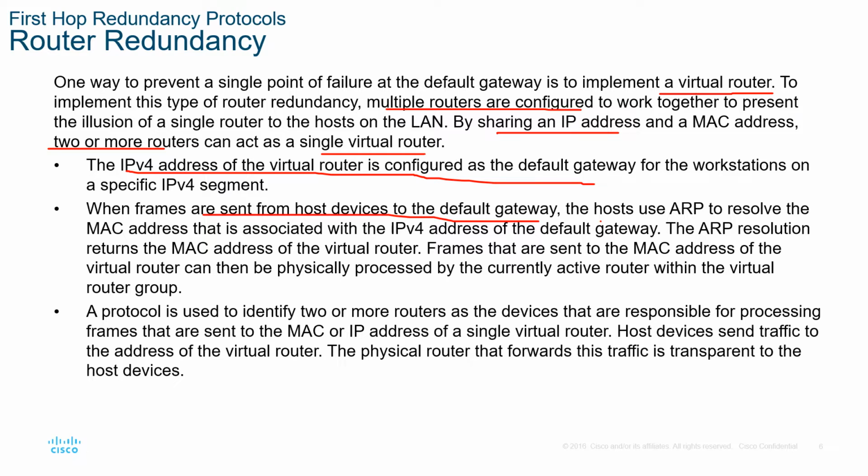The ARP resolution returns the MAC address of the virtual router. Frames that are sent to the MAC address of the virtual router can then be physically processed by the currently active router within the virtual router group. A protocol is used to identify two or more routers as the devices responsible for processing frames that are sent to the MAC or IP address of a single virtual router. Host devices send traffic to the address of the virtual router, and the physical router that forwards this traffic is transparent to the host devices.